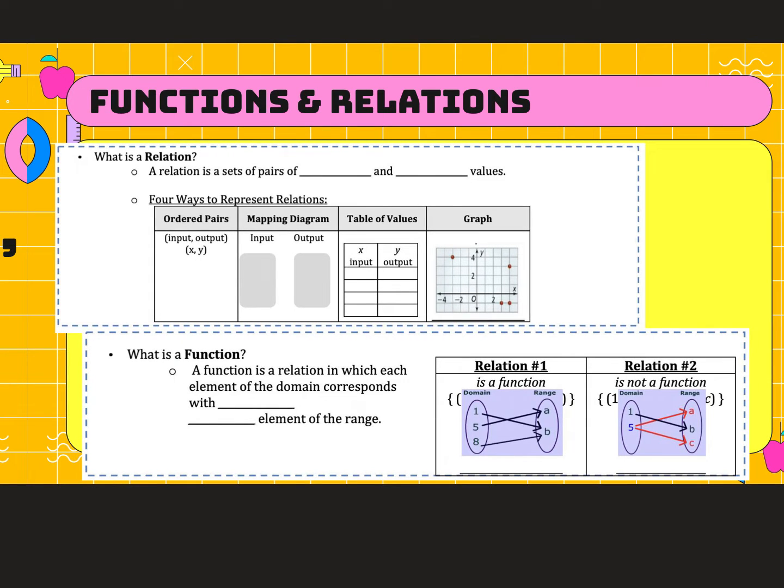All right, so what is a relation? A relation is a set of x and y values. There are four ways that we can represent these values. We've seen traditionally ordered pairs, mapping, we've seen a table of values, and most recently we've worked with graphs.